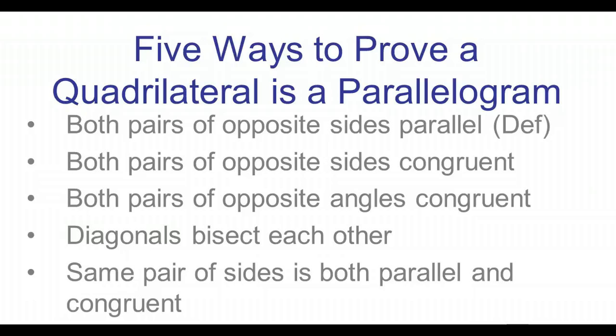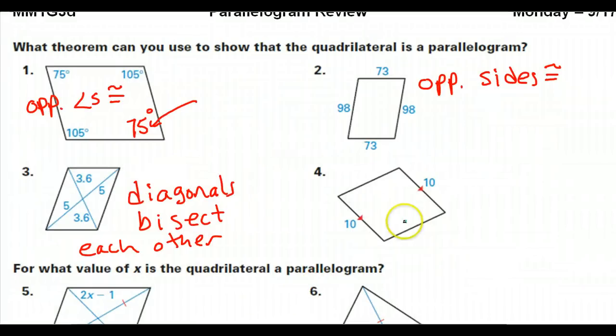Okay, see how we're just using these things? Opposite sides congruent, opposite angles congruent, diagonals bisect. We haven't used this one yet. The same pair of sides is both parallel and congruent. Watch out for that. Oh, look, number 4. See how we have the same pair of sides.